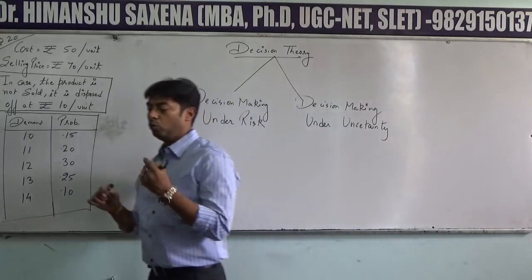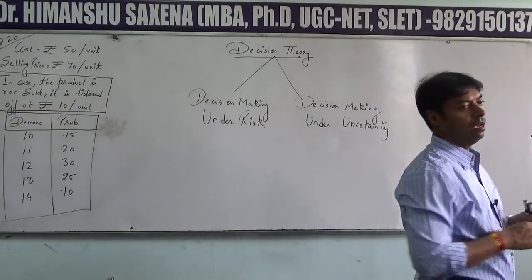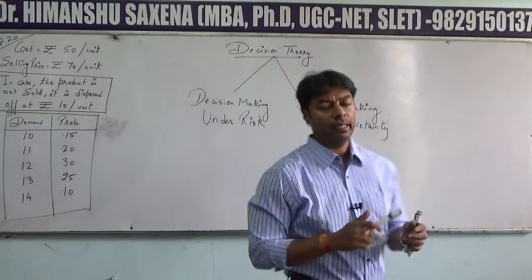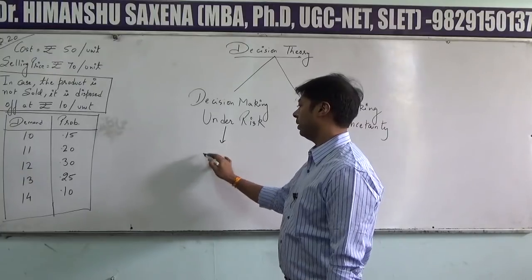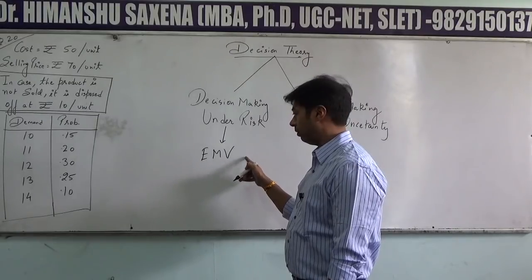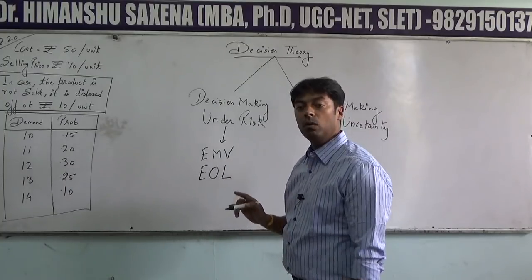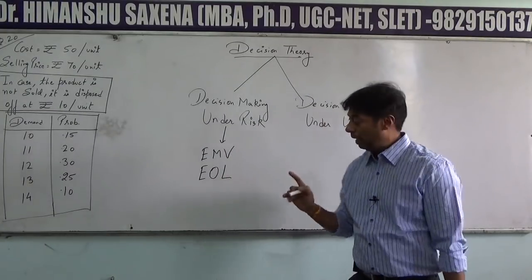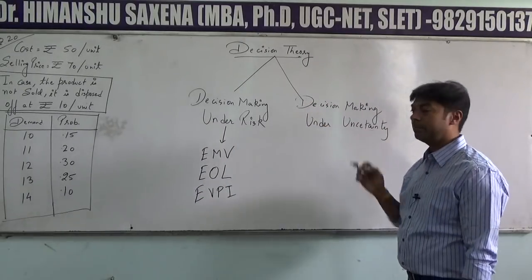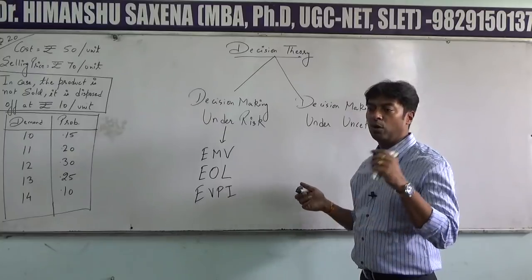Remember the difference between the two. Decision making under risk refers to those cases where probabilities are given. So by making use of probability, you will be solving and calculating various models like expected monetary value, which is technically called EMV, then EOL, expected opportunity loss, and EVPI. Simultaneously, there are many other concepts like expected cost, expected opportunity cost. So we will be solving all these models one by one.